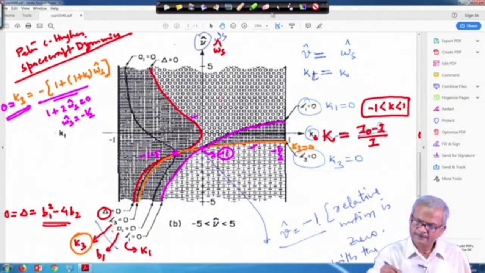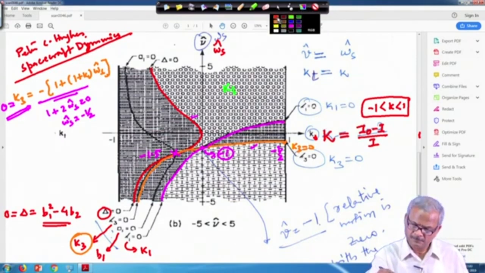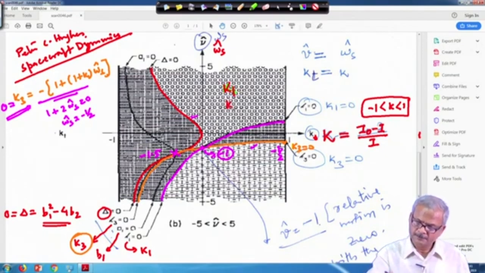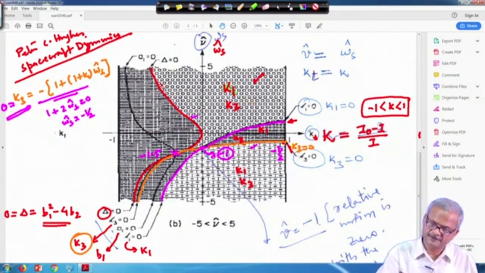On this side, K1, K3, and here also we will have the K1 and K3. So, what are the values of K1 and K3 in this region? On this line K1 is 0, on this line K1 is 0, on this line we see that K3 is 0. So, what about this range? So, here the range which is shown, this one is your b1 square minus 4 b2 equal to 0, okay, which is written here as delta.